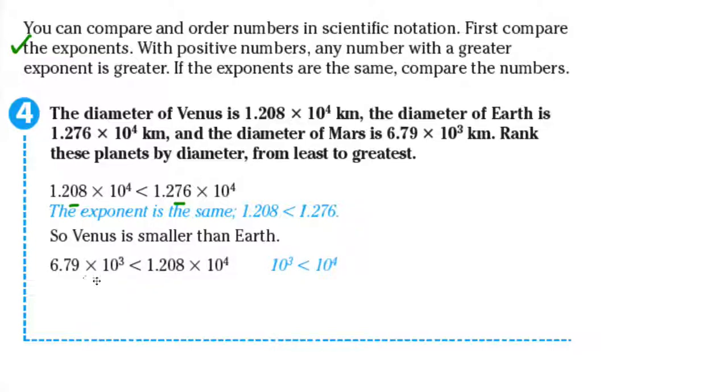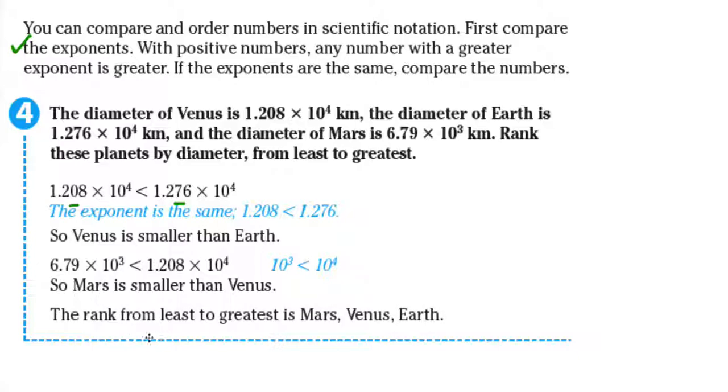6.79 times 10 to the third is less than 1.208 times 10 to the fourth, because just by looking at the exponents, this is 10 to the third power and 10 to the fourth power, we know that Mars would be a lot smaller than Venus. Okay, so therefore the rank from least to greatest would be Mars, Venus, and Earth.